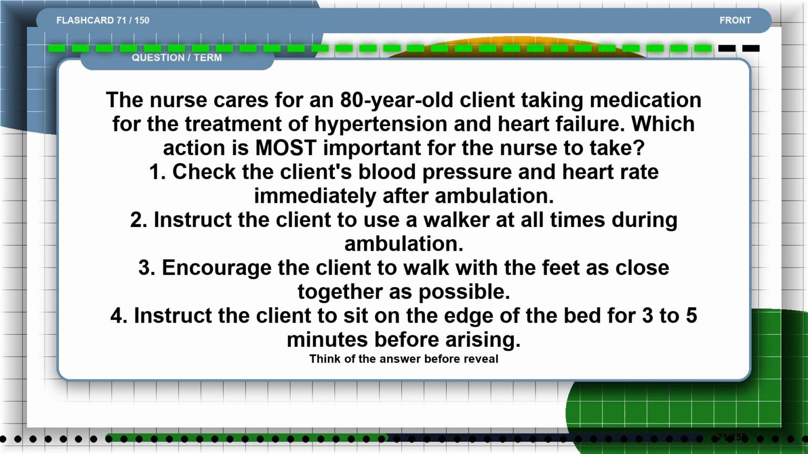Flashcard 71. The nurse cares for an 80-year-old client taking medication for the treatment of hypertension and heart failure. Which action is most important for the nurse to take? 1. Check the client's blood pressure and heart rate immediately after ambulation. 2. Instruct the client to use a walker at all times during ambulation. 3. Encourage the client to walk with the feet as close together as possible. 4. Instruct the client to sit on the edge of the bed for 3 to 5 minutes before arising. Think of the answer before the reveal.